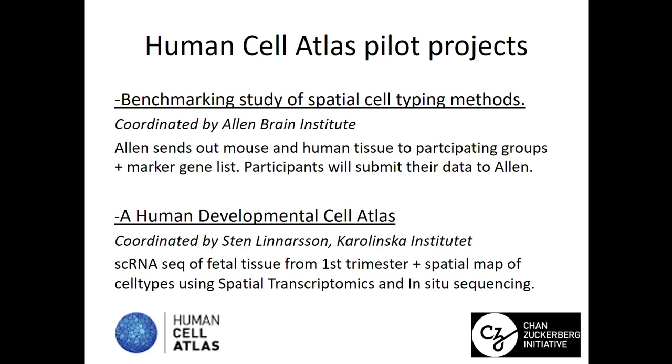Another is a human developmental cell atlas, coordinated by Sten Linnarsson at Karolinska. And here we're going to try to make spatial maps of human developmental tissue, complete embryos, and parts of embryos: brain, lung, and heart. We'll go deeper into that, but we also try to make complete maps of embryos.